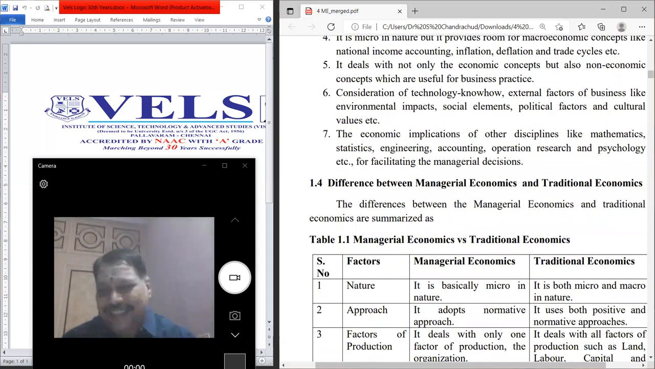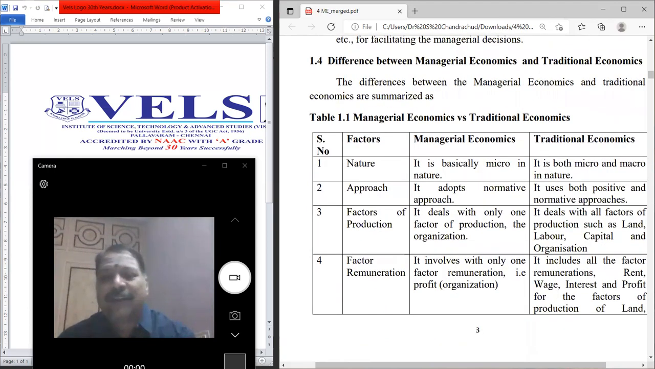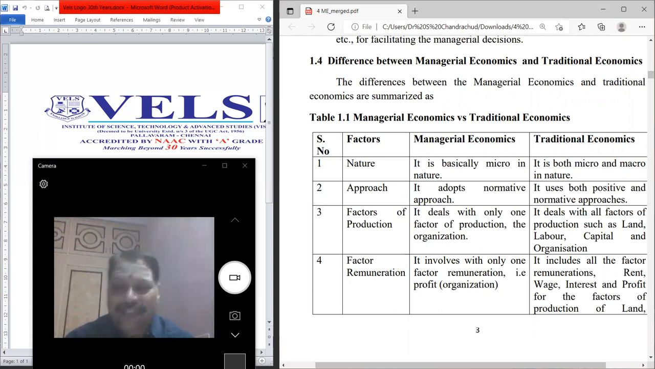Once we understand the features of managerial economics, for better understanding, we should know how to differentiate traditional economics from managerial economics. Here I have given a number of points. Based on that, you can see the table. The factors we are considering are in the second column, and how managerial economics and traditional economics treat them. The first factor we are considering is nature. Managerial economics is basically micro in nature, but traditional economics is not only micro but also macro.